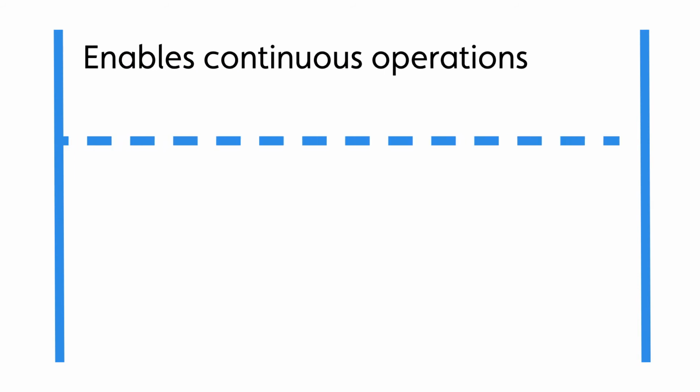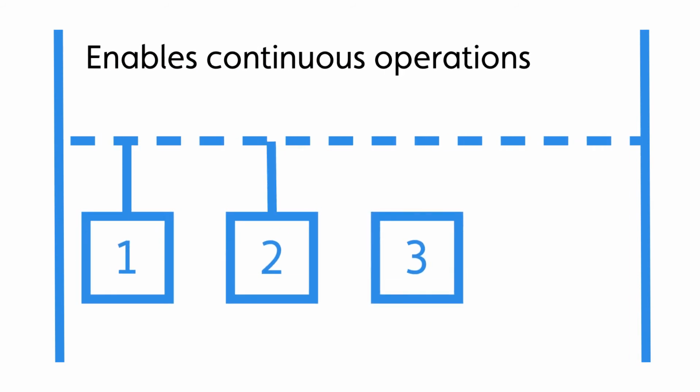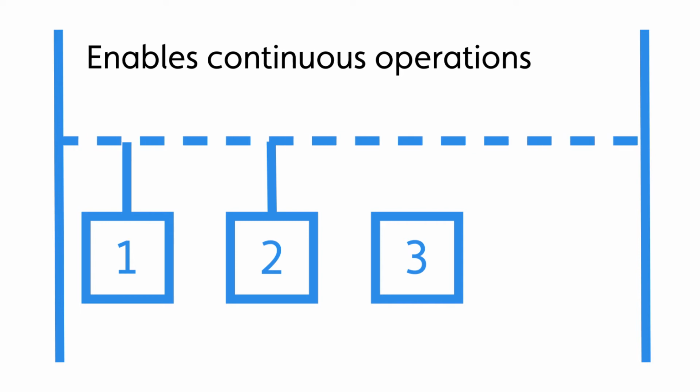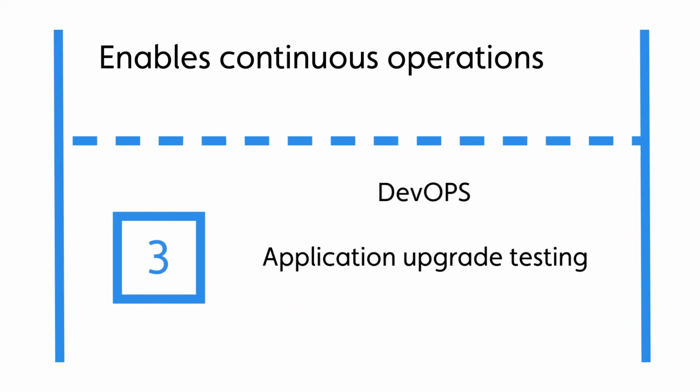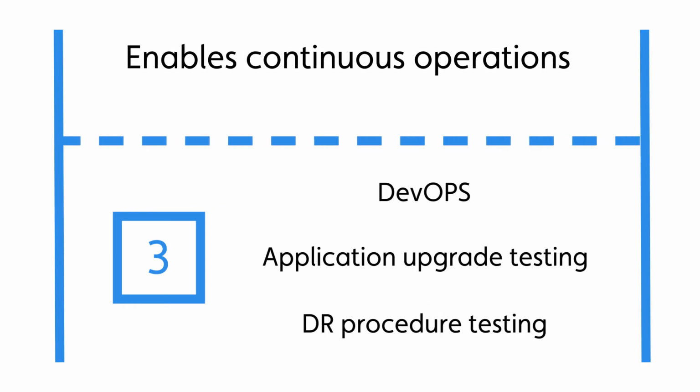It enables continuous operations by allowing creation of a third copy of production data in a test access zone, isolated from production for DevOps, application upgrade testing, or DR procedure testing without downtime.